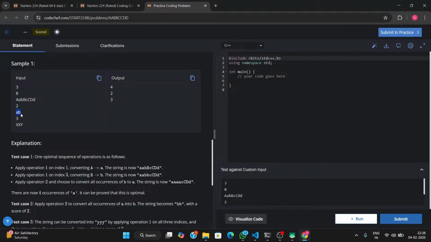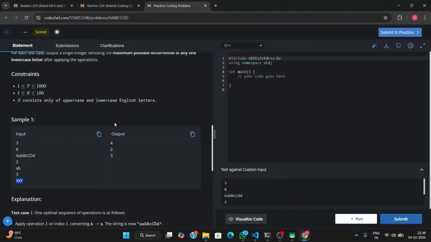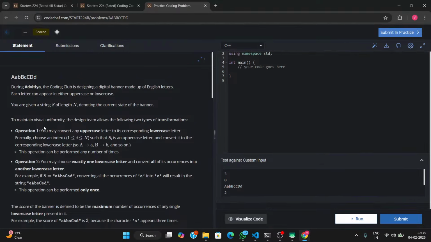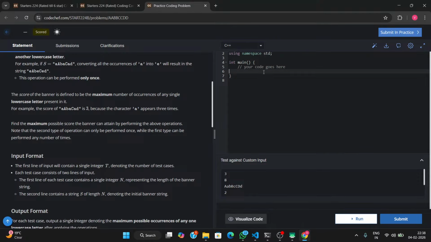Here also, there is A and B. A has one frequency, B has one frequency. The sum of two maximum frequencies will be 2. Similarly, here there are two X and one Y. So the answer will be 3. So that's the logic for the first question. I don't have the code for this, but I guess we can skip the code for this particular question.